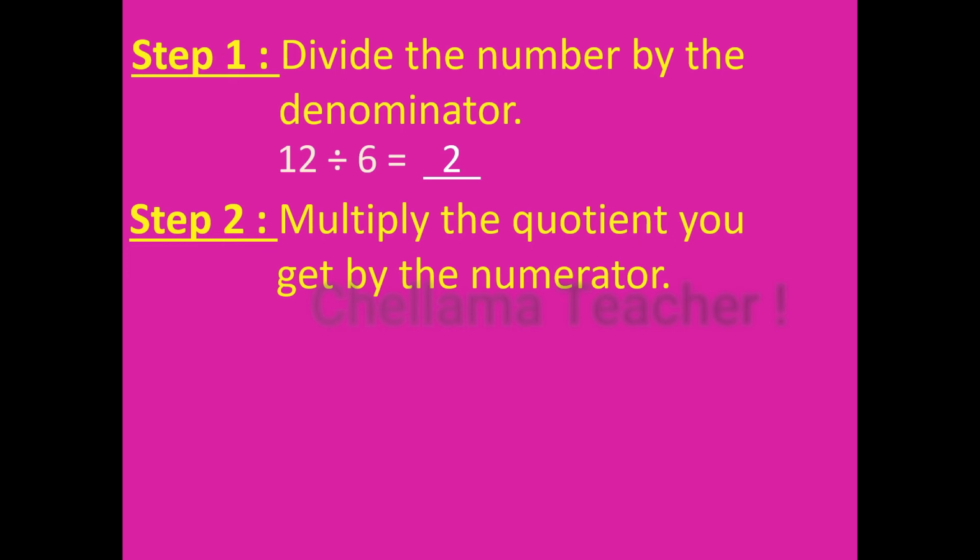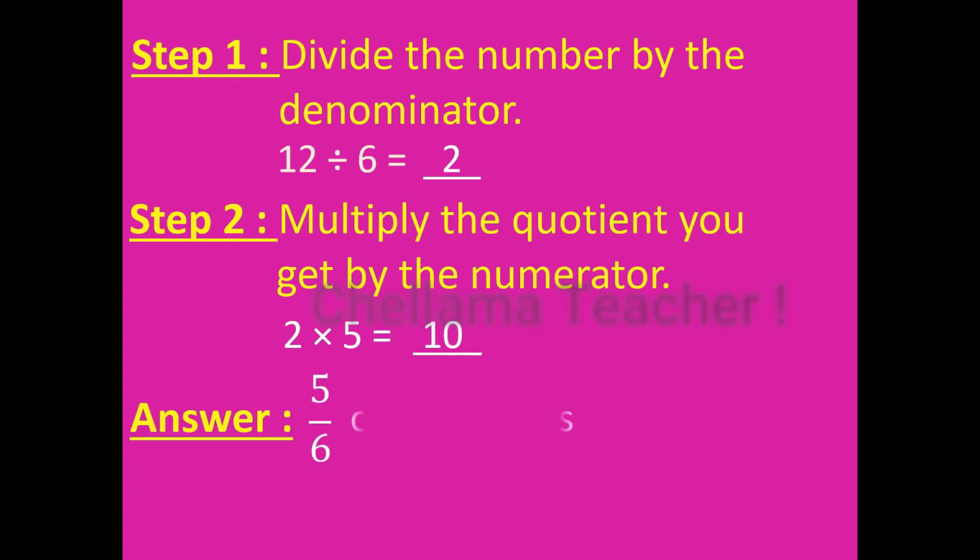Step 2. Multiply the quotient you get by the numerator. So 2 into 5 is equal to 10. So the final answer is 5/6 of a dozen is 10 counts.